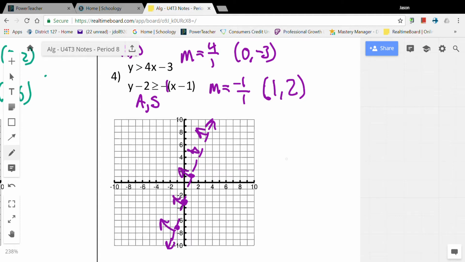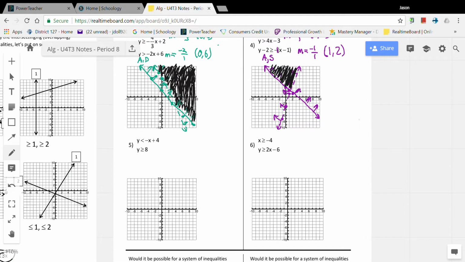And then I have -1, 1. So I go to 1, 2. And I'm going to go down 1, right 1, up 1, left 1 with a solid boundary line. And arrows also going up. So where are those arrows both pointing at the same region? It is up top here.